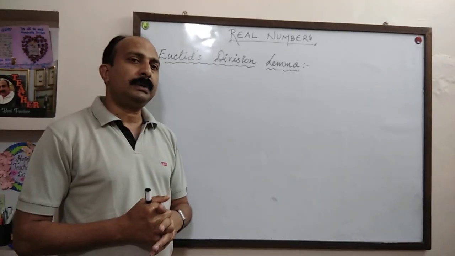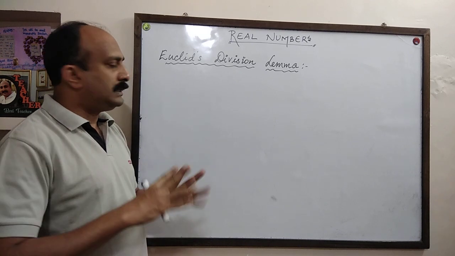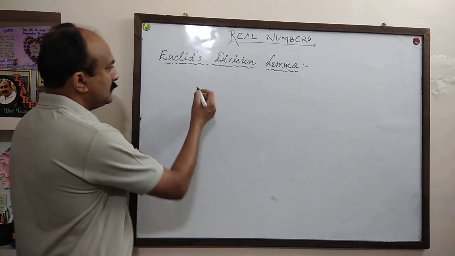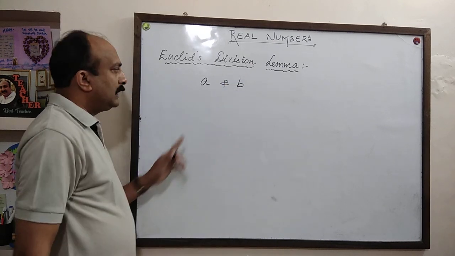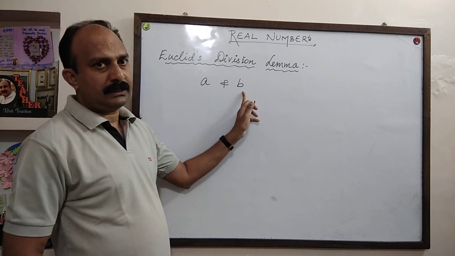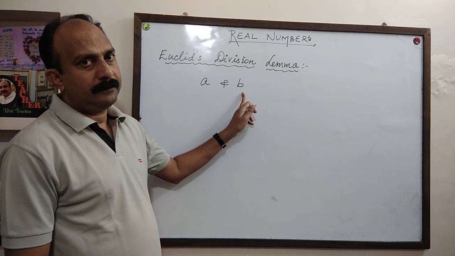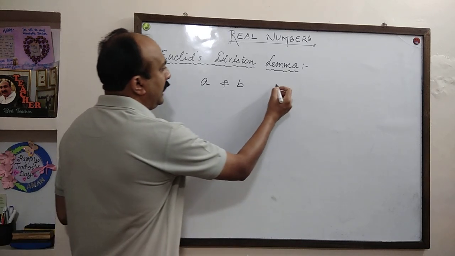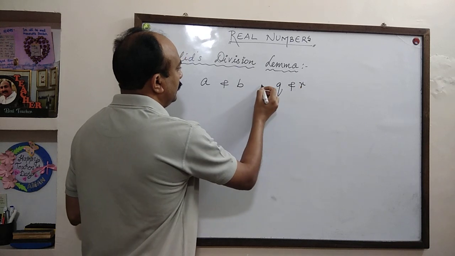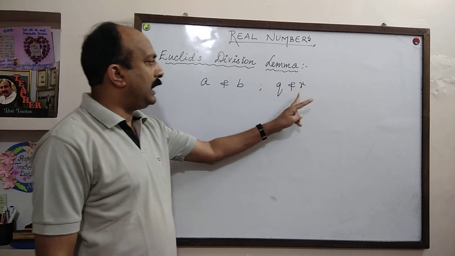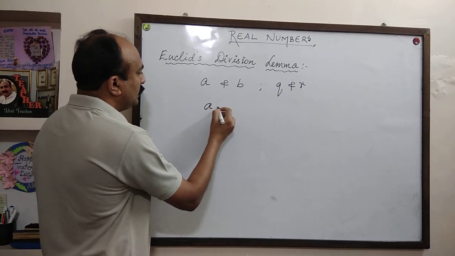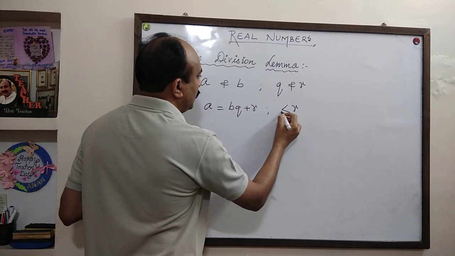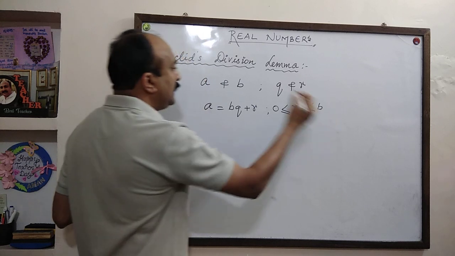Now listen carefully. What is Euclid's division lemma? Euclid's division lemma states that if we have two positive integers a and b, small letter a and small letter b, and if a is greater than b, then there exist two unique integers q and r such that a is equal to bq plus r, where r is greater than or equal to 0 but less than b.